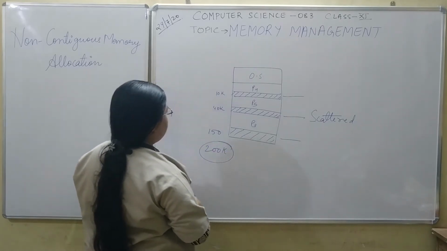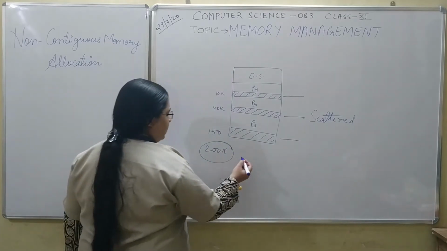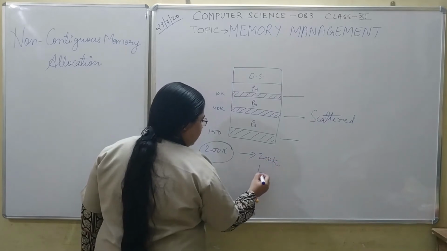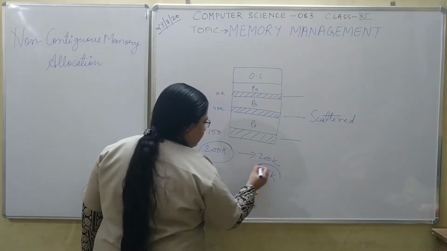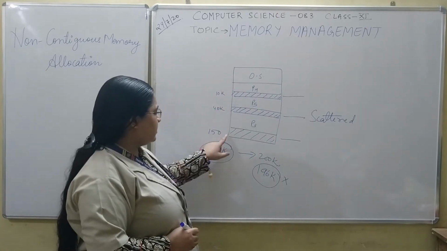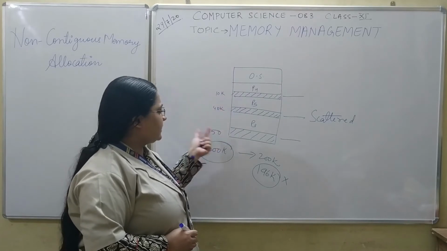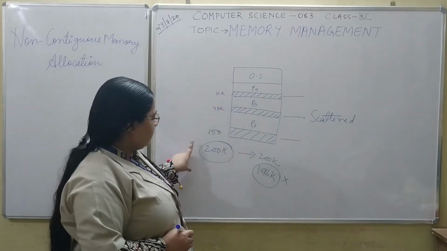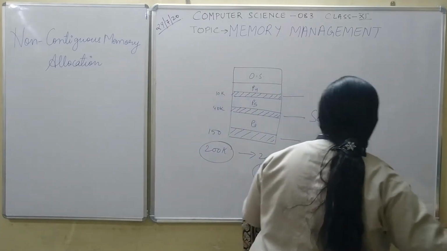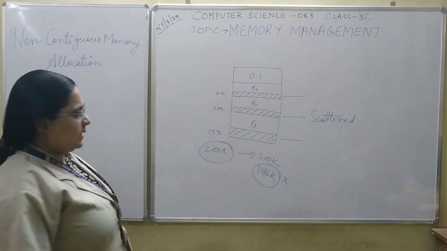200K of free memory is there, and suppose a process arrives which needs this 200K or say 196K. We won't be able to provide this to the new process. Why? Because this 200K is the sum total of these three chunks of free memory. And that is the reason why we will be needing another type of memory allocation known as non-contiguous memory allocation.